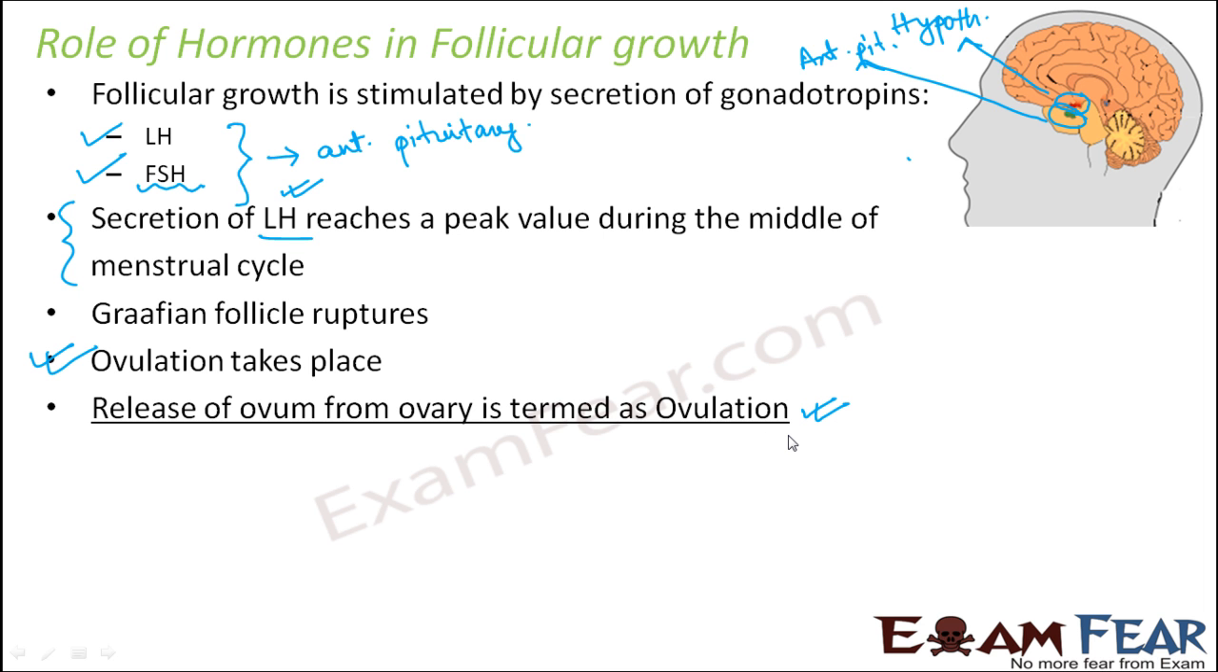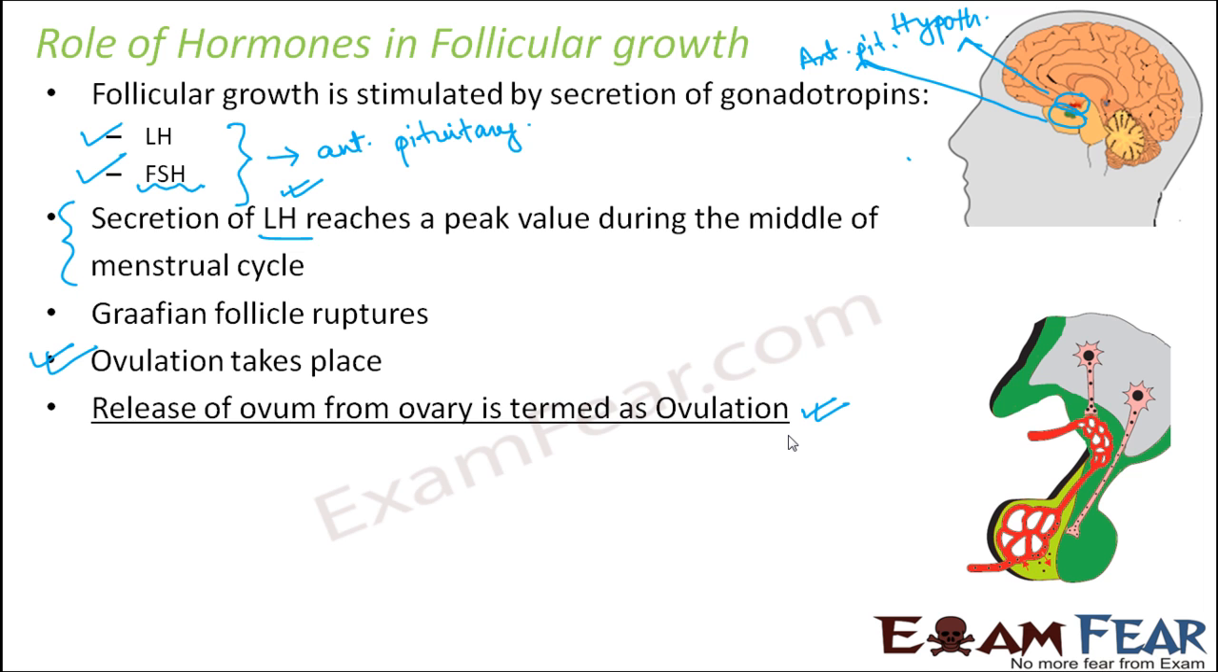So now you understand the role of hormones in follicular growth, because in follicular growth ovulation happens. Ovulation happens due to the follicular growth. Follicular growth is influenced by the hormones, and the hormones are secreted by the anterior pituitary, which in turn is controlled by the hypothalamus. So that is the entire story, right? Okay. So this is one thing.